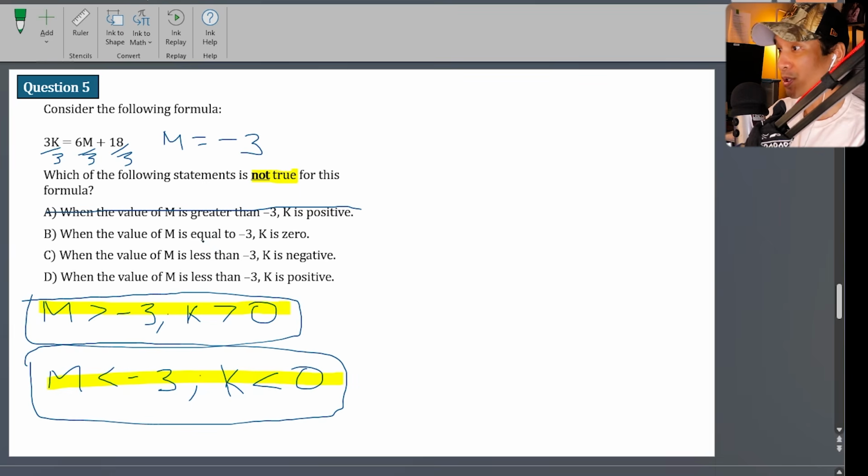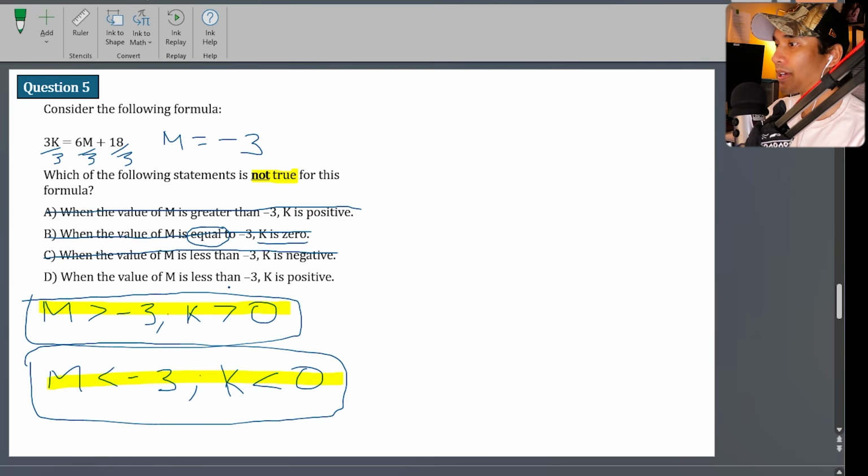That is also true. Now, remember, it always said like less than or greater than, and then it said k is 0. Well, now this becomes true. When the value of m is equal to negative 3, k is 0. That is true. And this could be taken out. When the value of m is less than negative 3, k is negative. M values less than negative 3, k is negative. That's true. Remove that. Our last one, D.